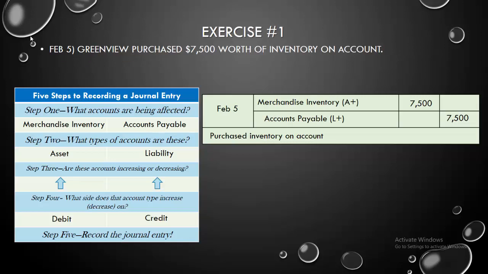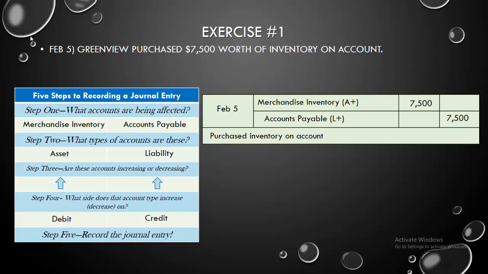On February 5th, Greenview is going to purchase $7,500 worth of inventory on account. What are we buying and how are we paying for it? We're buying merchandise inventory and we're paying on account. So our two accounts being affected are going to be our merchandise inventory account and our accounts payable account. We're buying inventory, which means it has to be going up, and since it's an asset and it's going up, it's going to go up on the debit side.